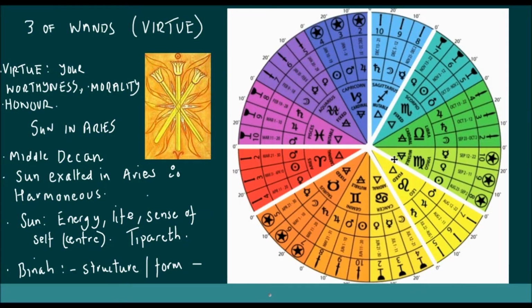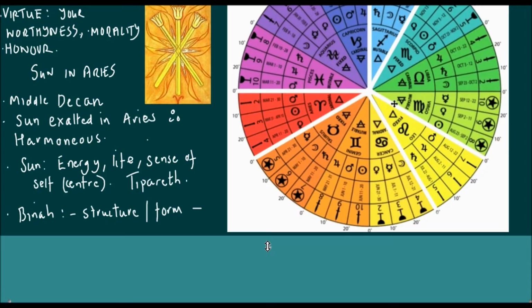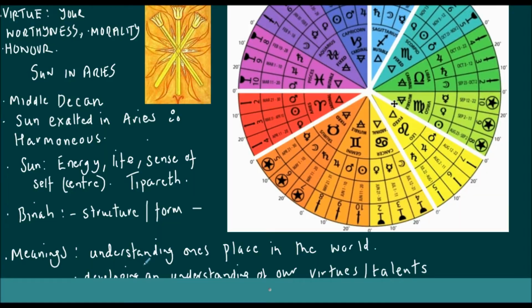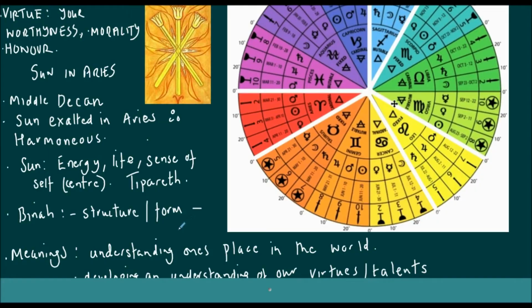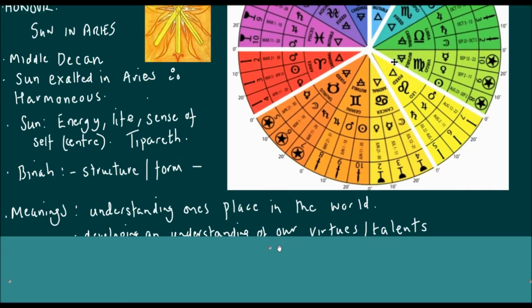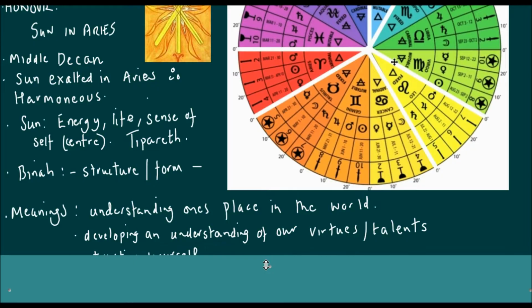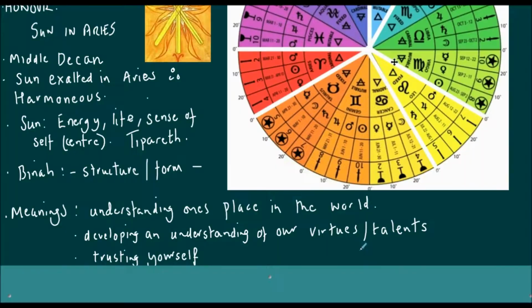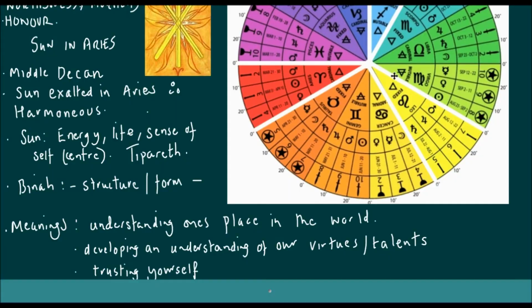Saturn is a planet which gives rise to structure and form. So the meaning of this card is understanding one's place in the world, because you're beginning to structure your life in accordance with your will, which we aligned to in the Two of Wands. Developing an understanding of our virtues and talents, and essentially trusting ourselves, which is a yin sort of process compared to the yang of the Two of Wands, which is very forceful. So this is more like an inner thing.